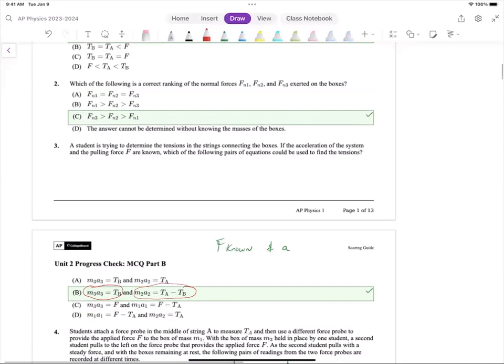I'll tell you how you can figure out if it's right or wrong. This is a correct equation around number 3. That is not a correct equation around number 2. They left off TB.